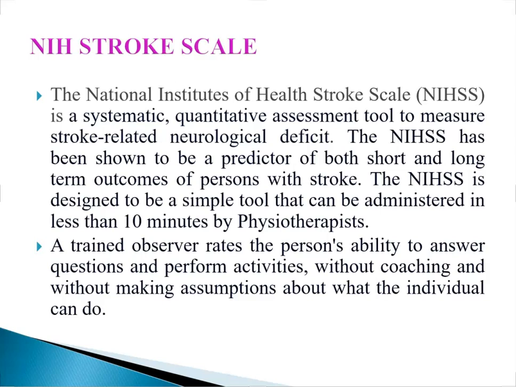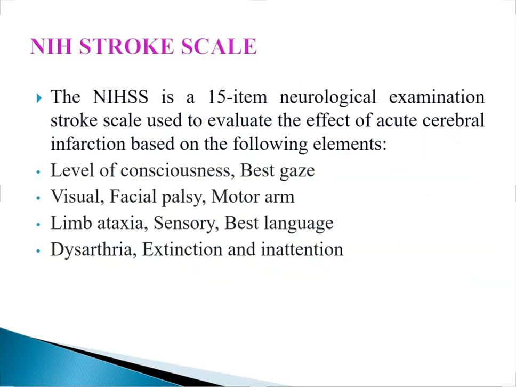A trained observer rates the person's ability to answer the questions and perform the activities without making any assumptions about what the individual can do. So it's a 15-item score. It consists of the following elements: the level of consciousness, best gaze, visual, facial palsy, motor arm deficits, limb ataxia, sensation, best language, dysarthria, extinction and inattention. It also consists of subcomponents, making a cumulative total of 15 items.